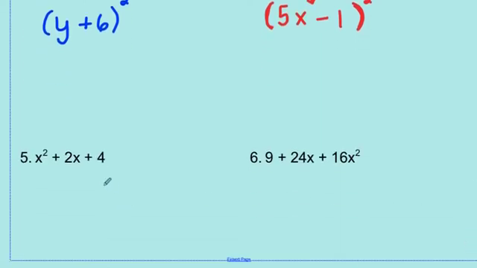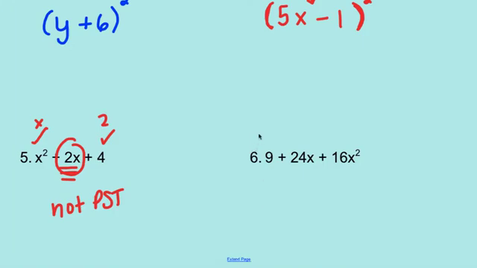Couple more. x squared is a perfect square. The square root of 4 is 2, so it is a perfect square. Oh no, look at this. Trying to trick you here. 2 times x is 2x, but remember the middle term needs to be double. And that is not double 2x. So it is not a PST. In this case, I even noticed it's not factorable.